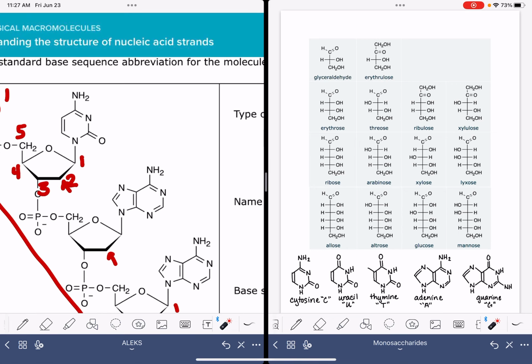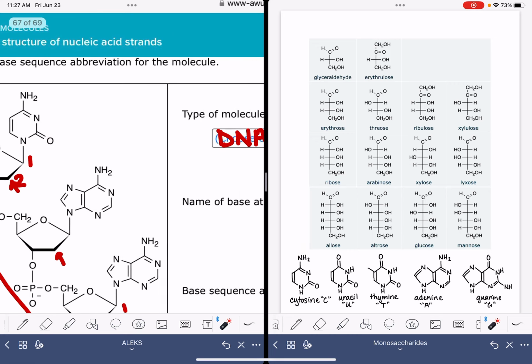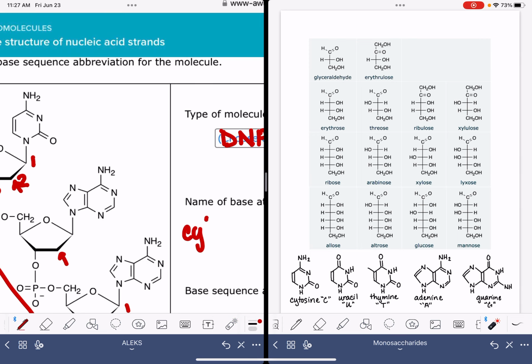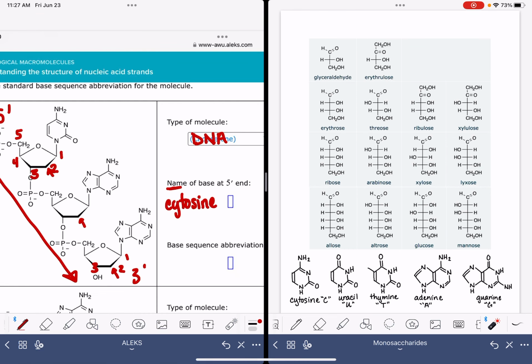I've got all of the nitrogenous bases structures over here, so what we're doing is just taking a look at this molecule and we are just matching it up with the correct nitrogenous base. This is cytosine, and here it wants the name, not the abbreviation, it wants the whole name.